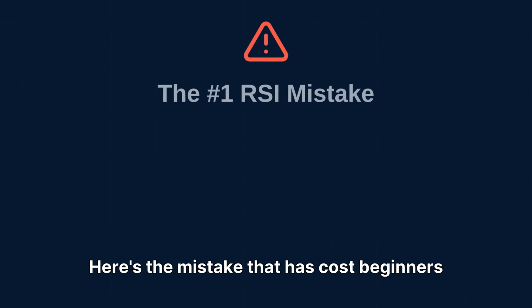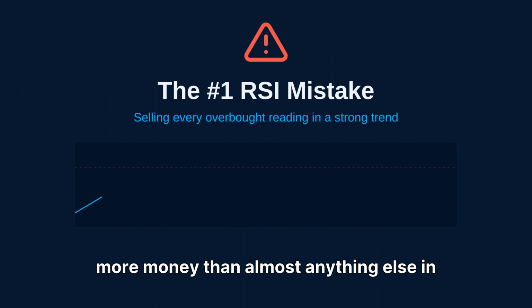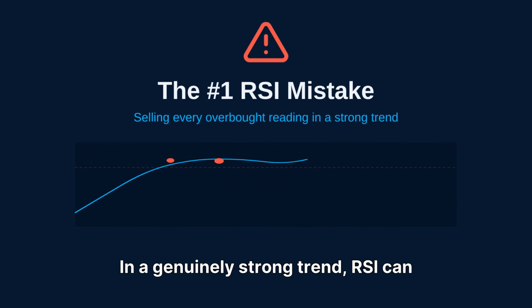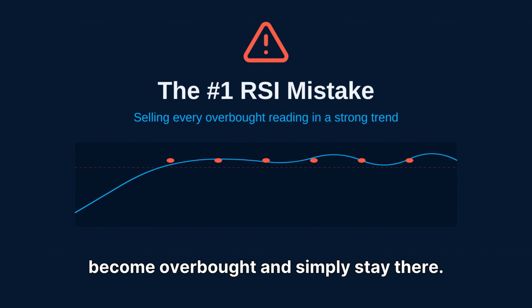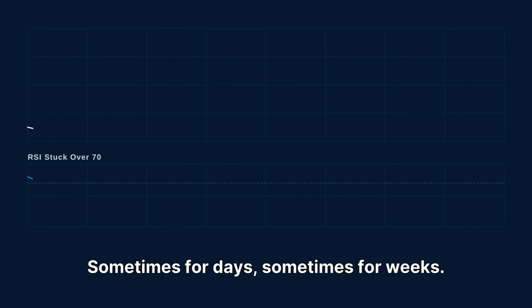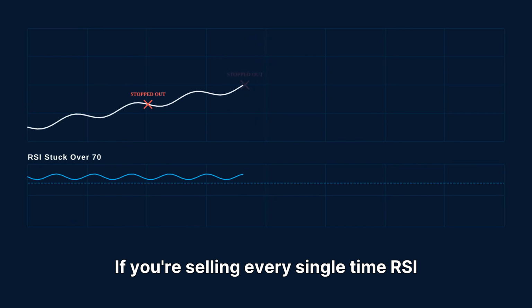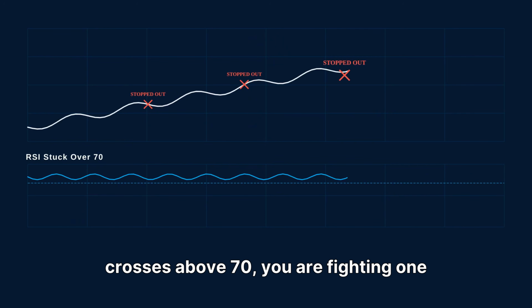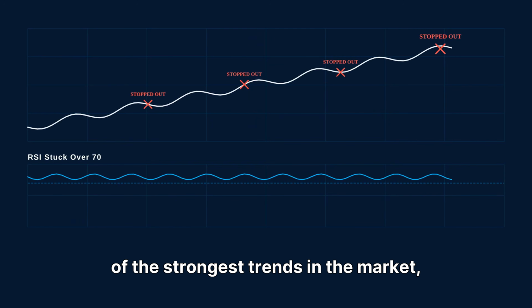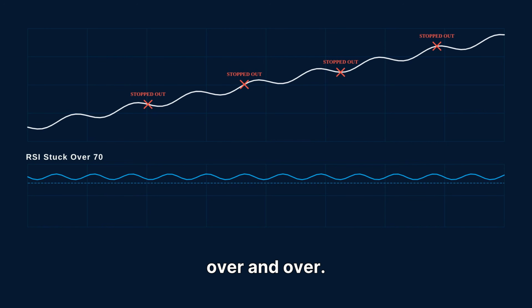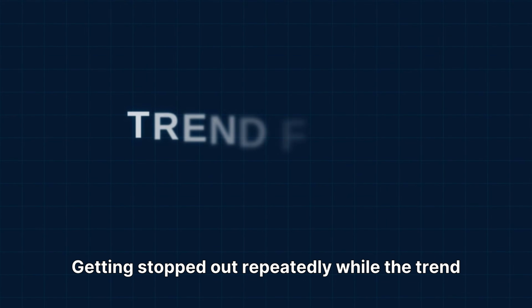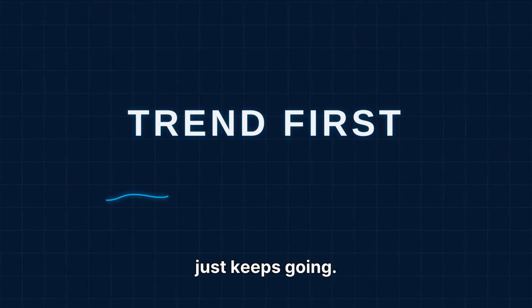Here's the mistake that has cost beginners more money than almost anything else in this course. In a genuinely strong trend, RSI can become overbought and simply stay there. Sometimes for days, sometimes for weeks. If you're selling every single time RSI crosses above 70, you are fighting one of the strongest trends in the market over and over, getting stopped out repeatedly while the trend just keeps going.